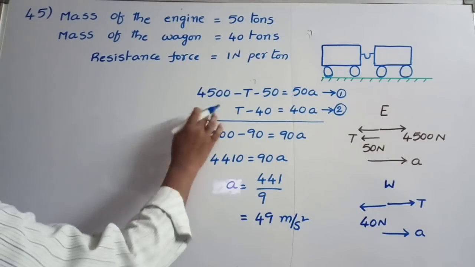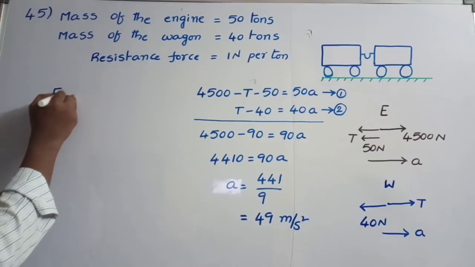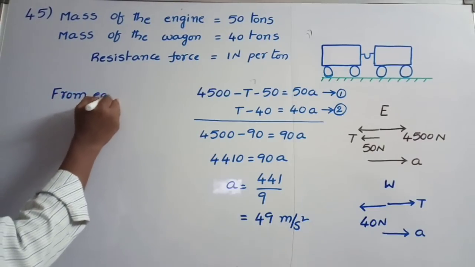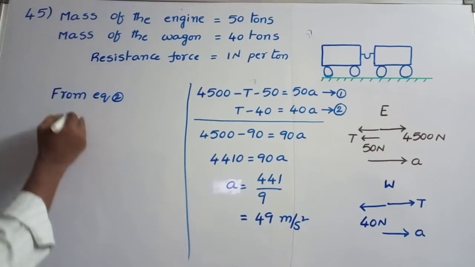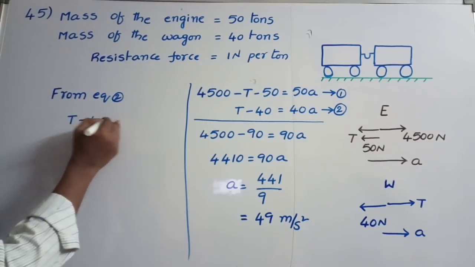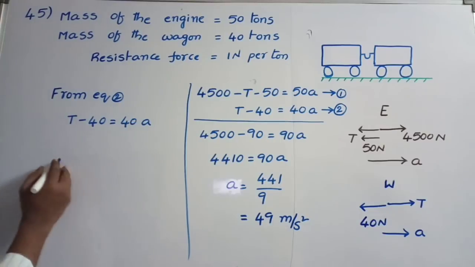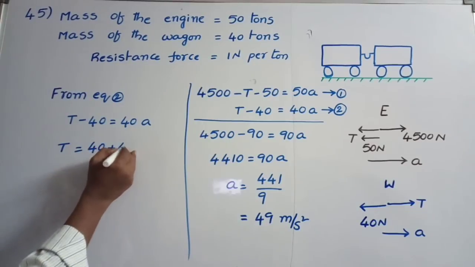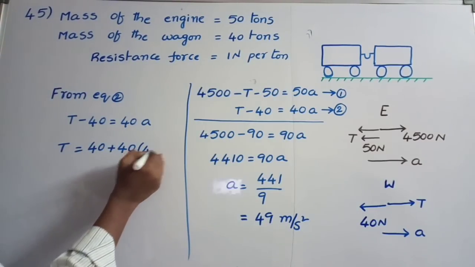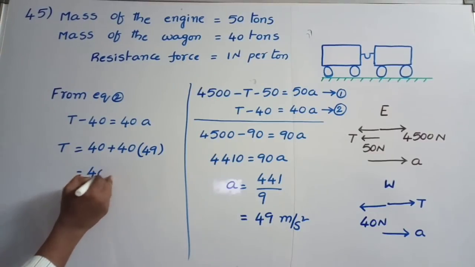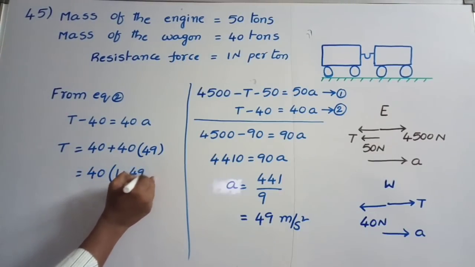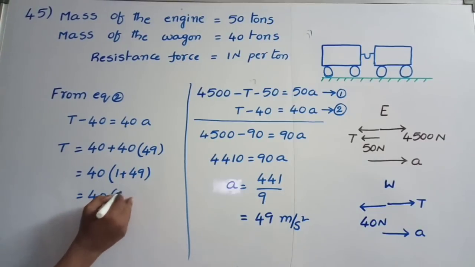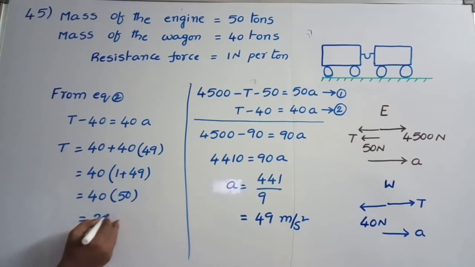This a value substitute in equation 2. So from equation 2, T minus 40 is equal to 40 into a. T is equal to 40 plus 40 into a value we know 49. If you take 40 common, then we get 1 plus 49. 1 plus 49 is equal to 50. 40 into 50, that is equal to 2000 Newton. This is the tension acting in the coupling.